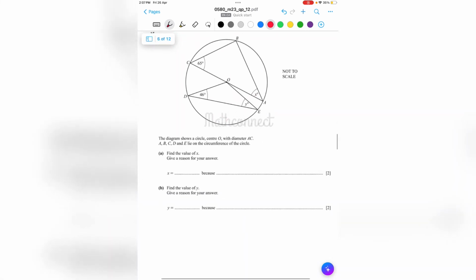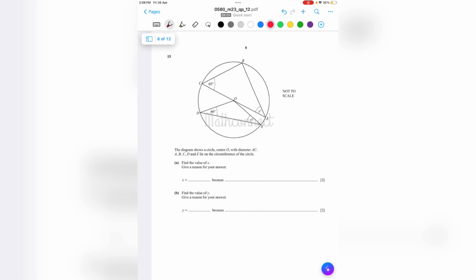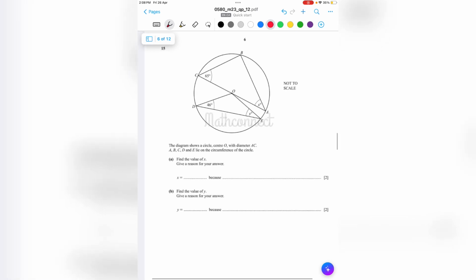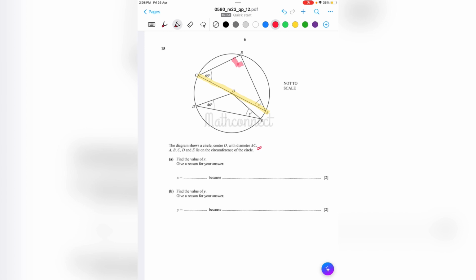Moving on to question number 15. We have a circle theorem here. The diagram shows a circle centered at O with diameter AC. AC is the diameter, as you can see here, and the diameter subtends an angle which, according to the theorem, is going to be 90 degrees. We have learned the theorem.